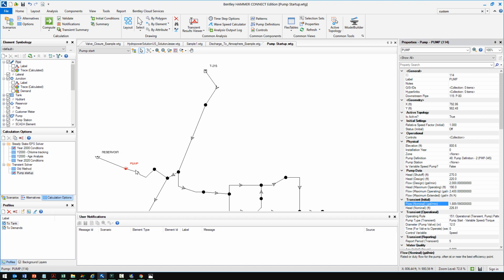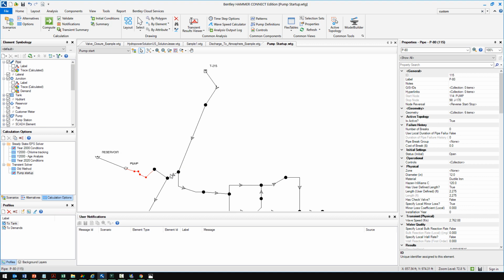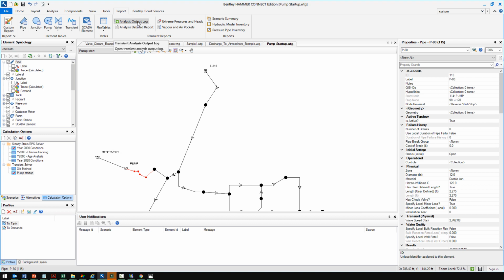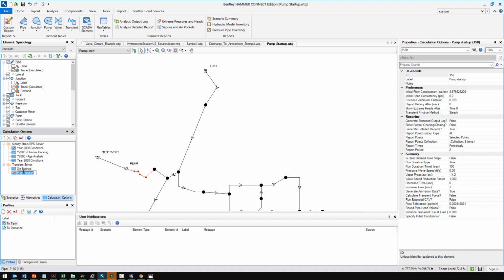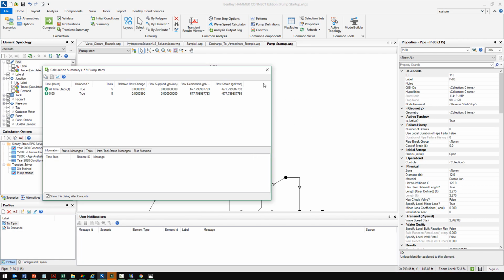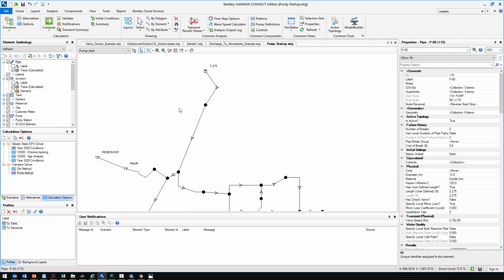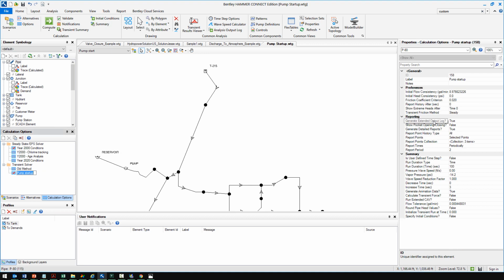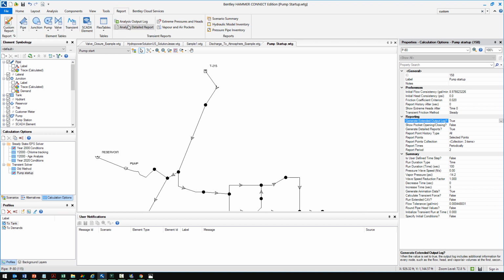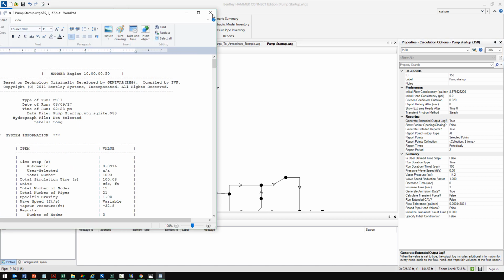Well, how do we know if that kind of problem is happening with the Darcy-Weisbach F? Well, you would check that under Report, Analysis Output Log, and actually I have to enable that here. So there's a calculation option under Transient Solver called Generate Extended Output Log, and that needs to be set to true first before you even get that report. So let me run the model. So as I mentioned, if you have this Generate Extended Output Log set to true and you go under Report Analysis Output Log, that's going to open a text file.